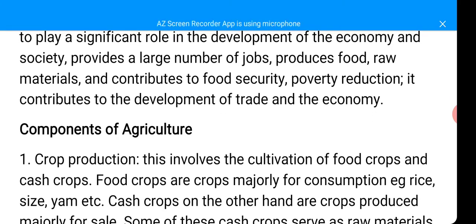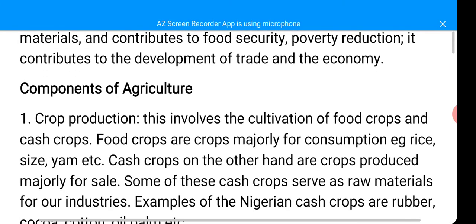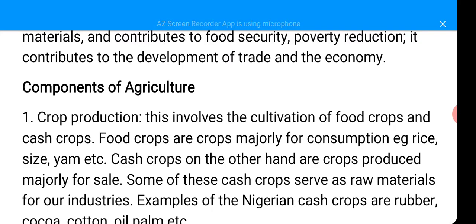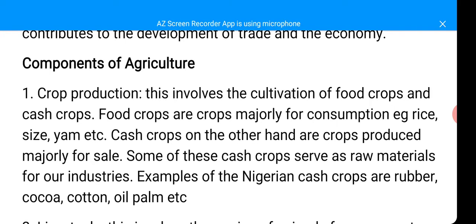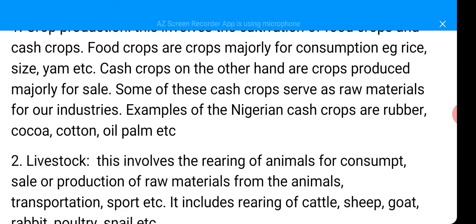Let's look at the components of agriculture. First, we have crop production. This involves the cultivation of food crops and cash crops. Food crops are crops majorly for consumption, like rice, yam, beans, maize, while cash crops, on the other hand, are crops produced majorly for sale. Some of these cash crops serve as raw materials for our industries. Examples of cash crops in Nigeria are rubber, cotton, cocoa, oil palm, and so on.